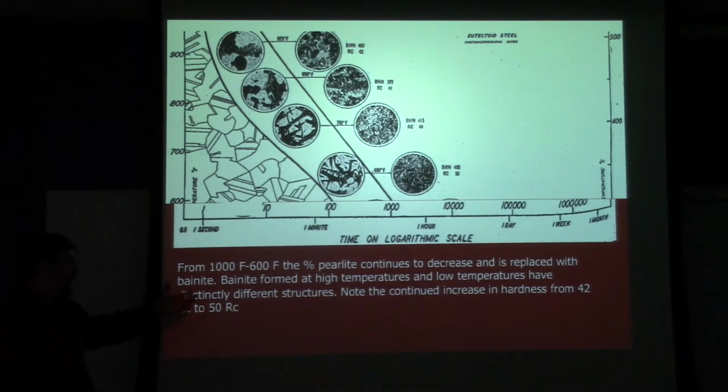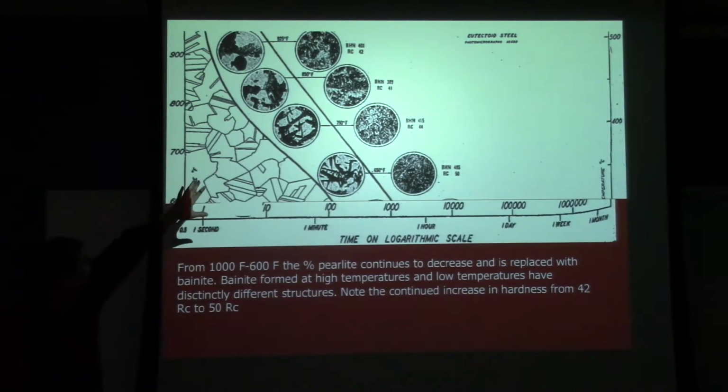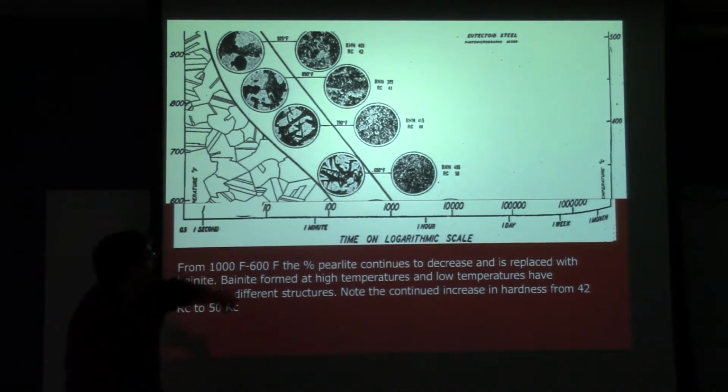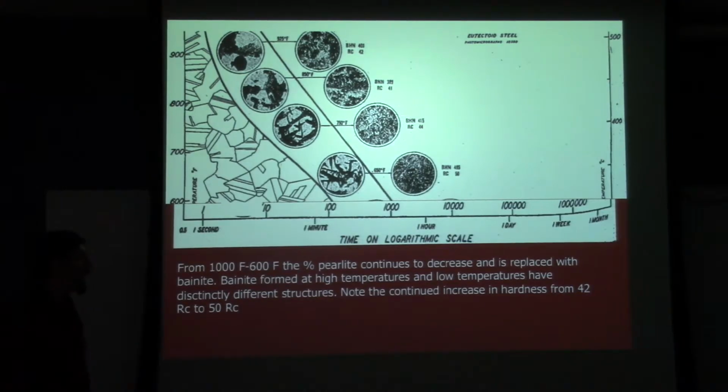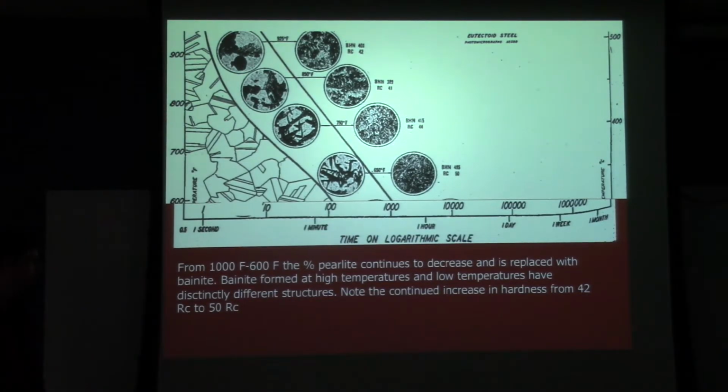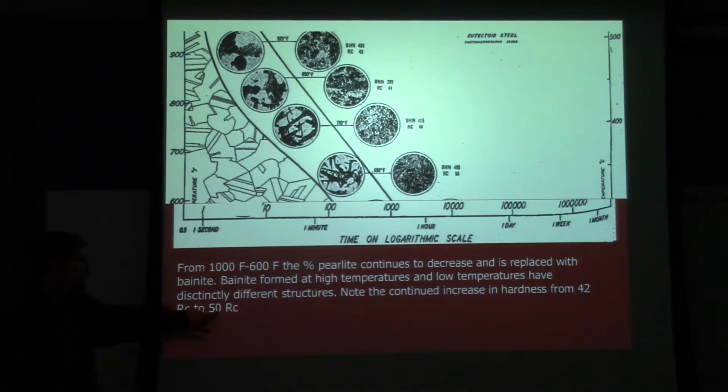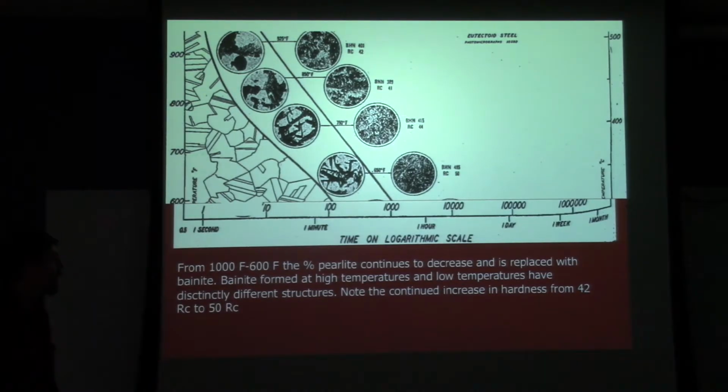The bainite that we formed at high temperatures and low temperatures have different structures and different hardnesses. You can see that represented somewhat in these images. Like I said, those are not the best images to show that. But we do see that we get an increase in hardness from 42 to Rockwell 50 as you have more bainite and the lower bainite being formed.